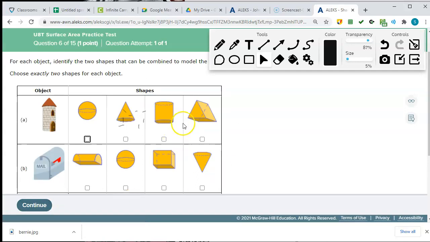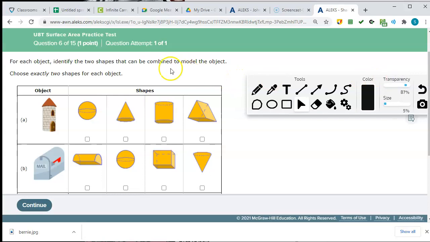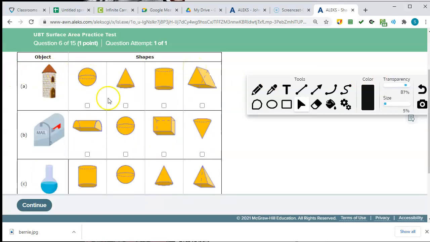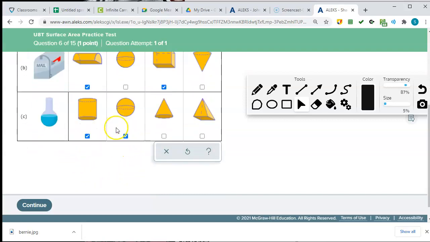All right, next problem. Let me clear out my work there. Make sure we can read it. For each object, identify the 2 shapes that can be combined to model the object. So it looks like it's got a cone on top and a cylinder below. This one looks like it's got this weird half cylinder and then like a rectangular prism on the bottom part. This one looks like it's made out of a cylinder on top and a sphere below. So we try to break it into 2 shapes.